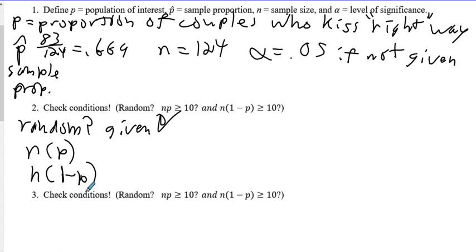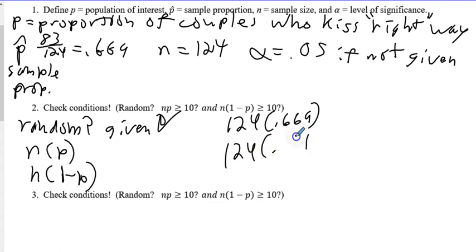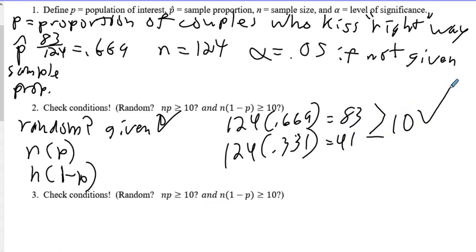So, n times p is 124 times 0.669, and 124 times 0.331. And this equals 83, and this equals 41. Both are greater than or equal to 10. Check. You can do it in one motion. You don't have to do it for both. They're both greater than or equal to 10.